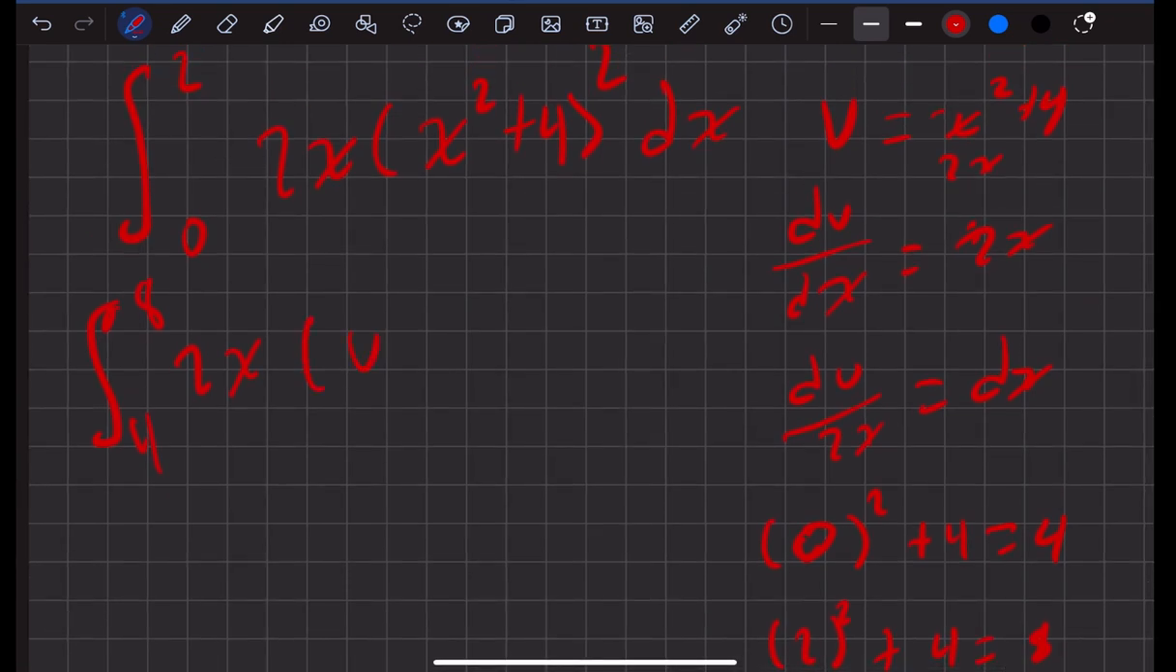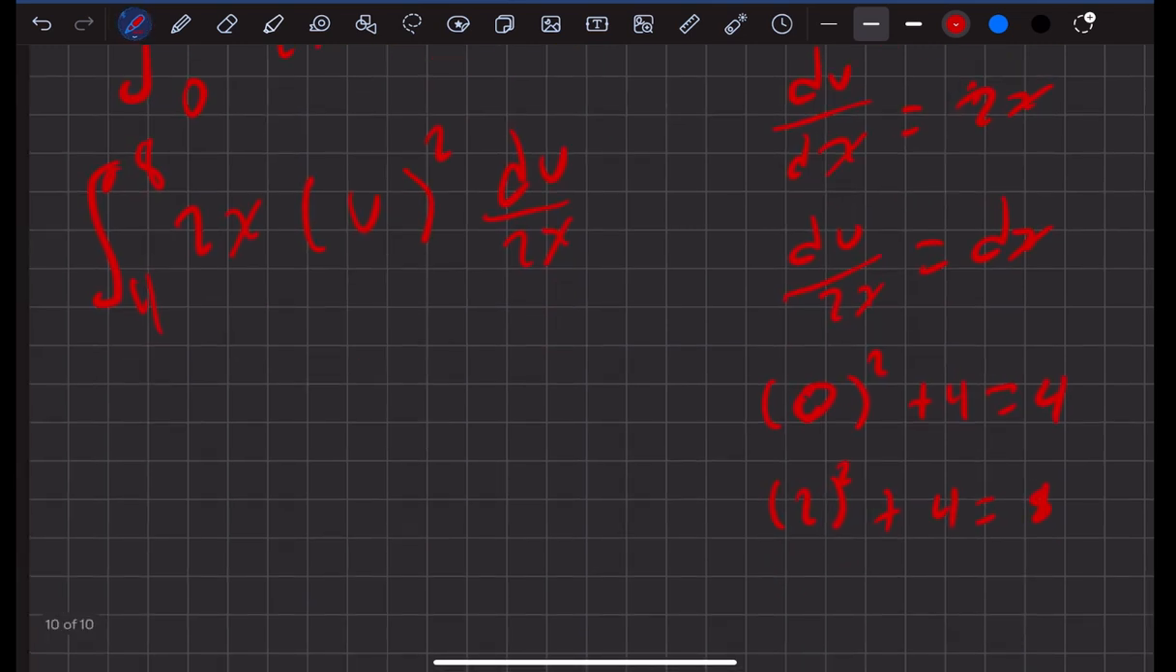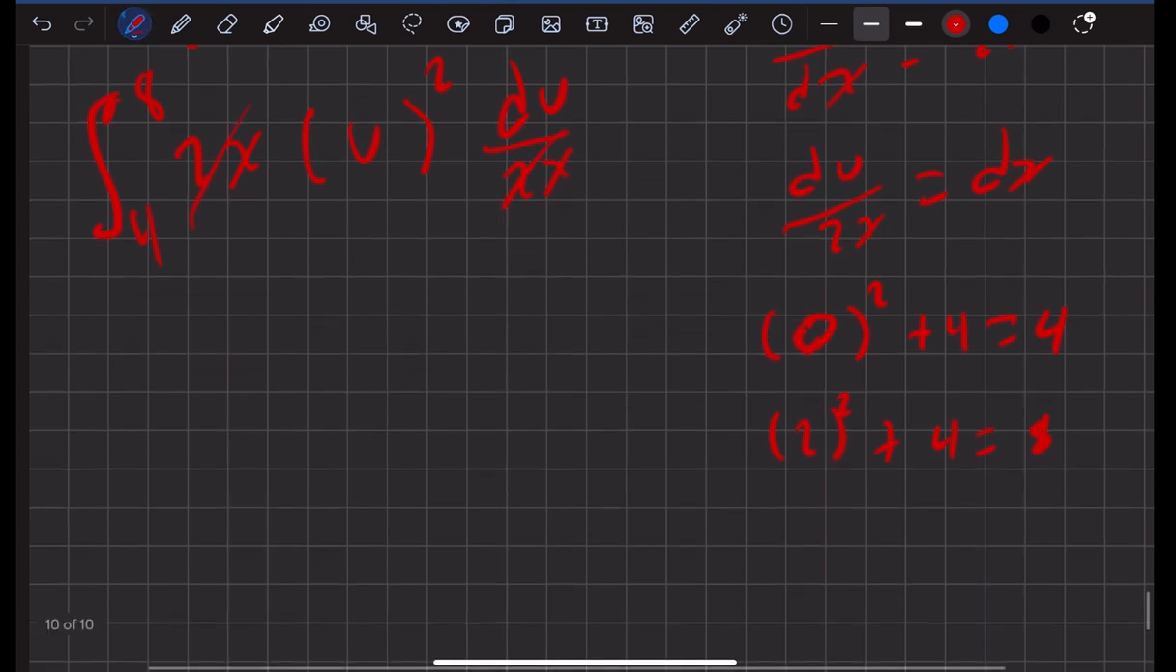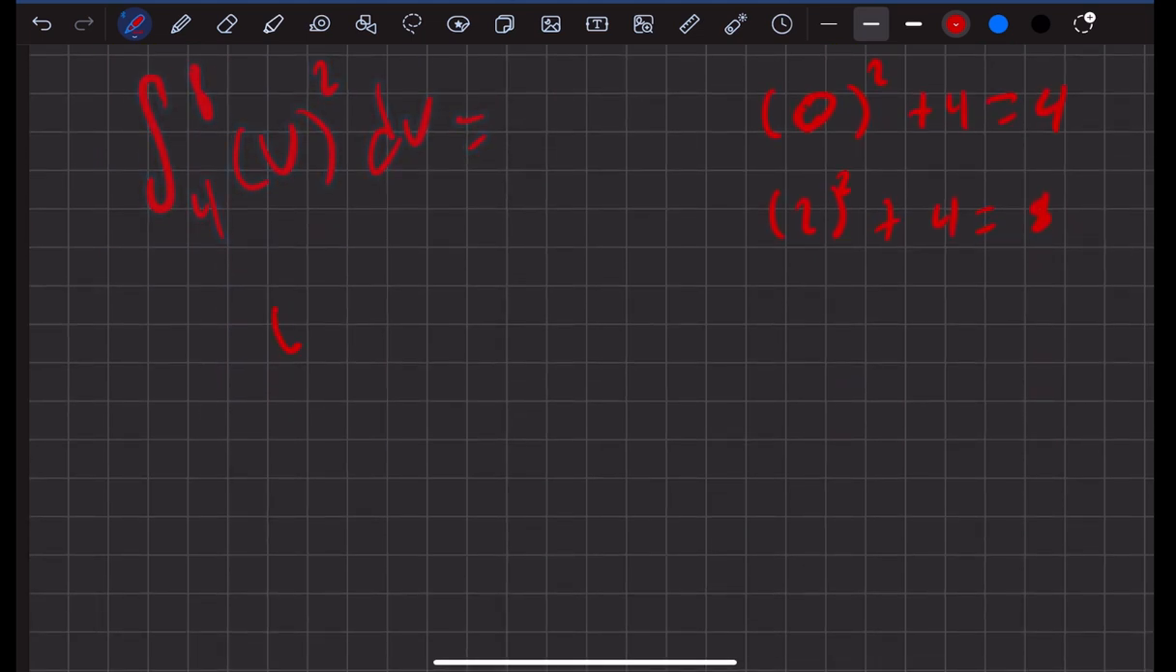Replace the inside with u squared du over 2x. So this one's a lot simpler for getting rid of the du over our 2x. We can just cancel those out, and all we're left with is the integral from 4 to 8 of u squared du. So we'll just find the antiderivative of u squared, which is u cubed over 3.